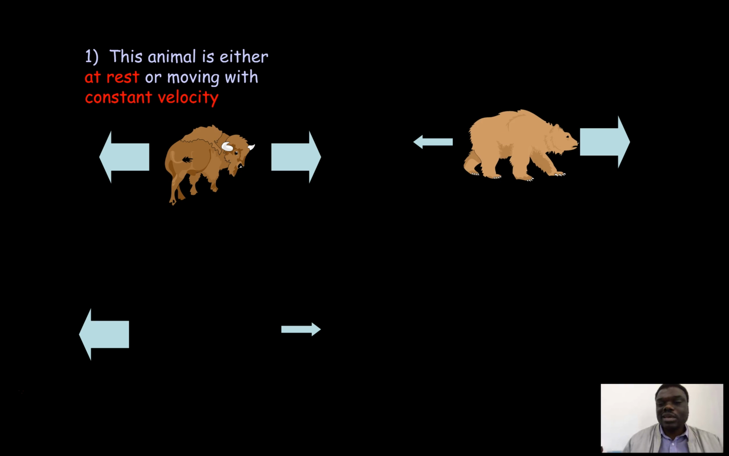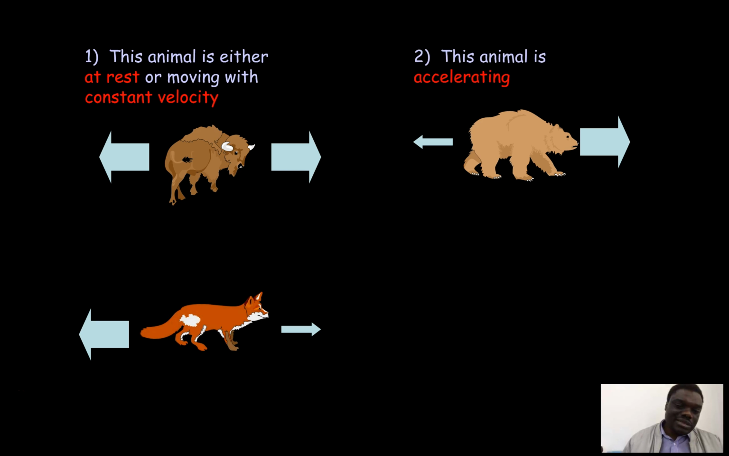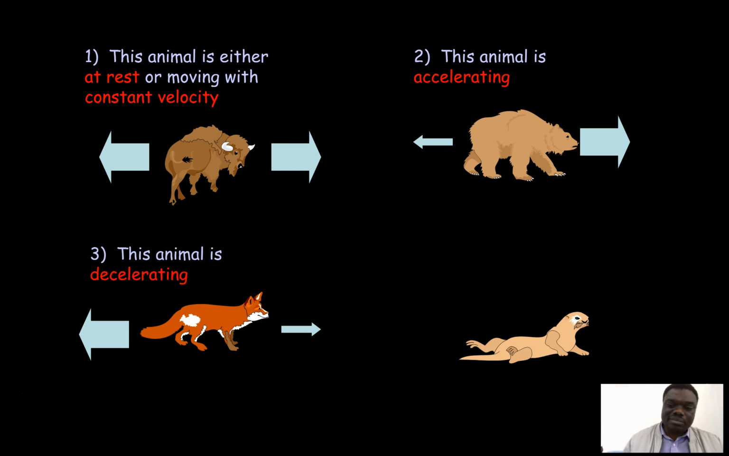Second, for this other animal, the forward force is bigger than the backward force. So this animal is accelerating forward. This third animal, the backward force is bigger than the forward force, but the animal is moving forward, so the animal must be decelerating. There might be a fourth animal that is lying there. There are no forces acting on the animal, so the animal is not moving at all. Correct? Yeah.